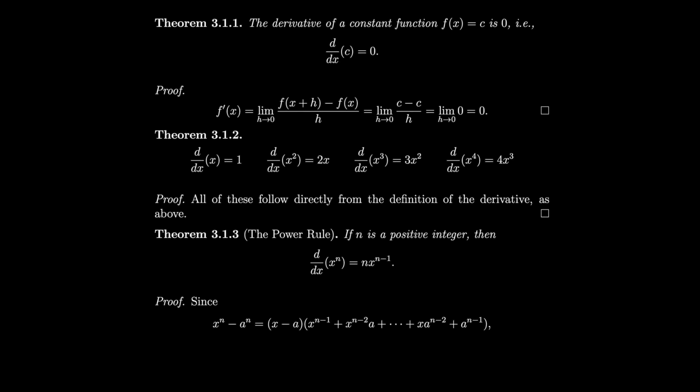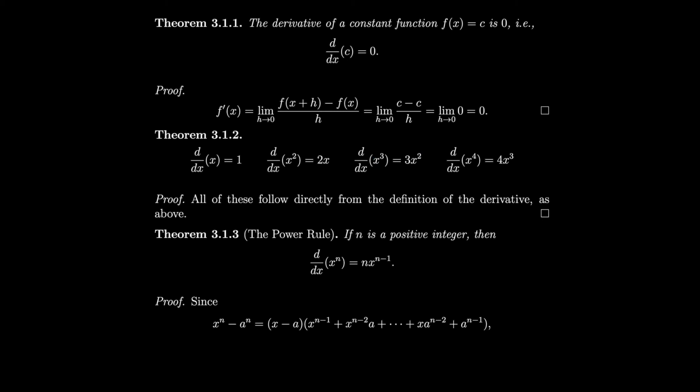For our next theorem, the power rule: if n is a positive integer, then the derivative of x to the n is just n times x to the n minus 1. So that means that you take the exponent, you make it hop down in front, and you just reduce it by 1. Like over here, we had x squared, the 2 hops out and becomes a 1. Over here we had x cubed, 3 hops out, becomes a 2.